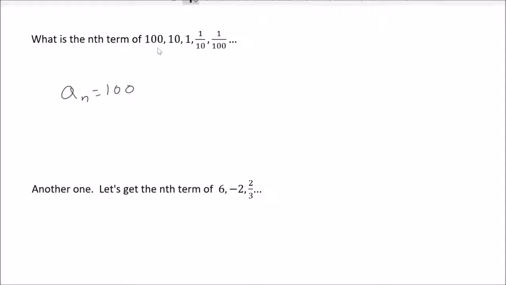Okay, for this one, the nth term, all I have to do is recognize what the first term is. I have to recognize what the pattern is. It's dividing by 10, which is the same as multiplying by 1/10. And then it's to the n minus 1. That's it.